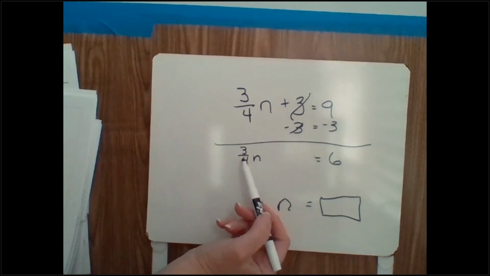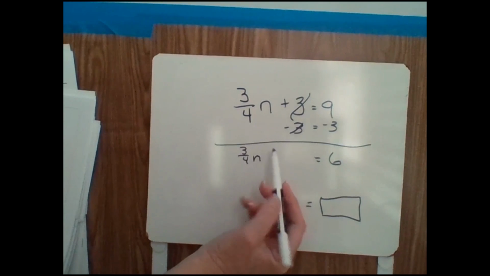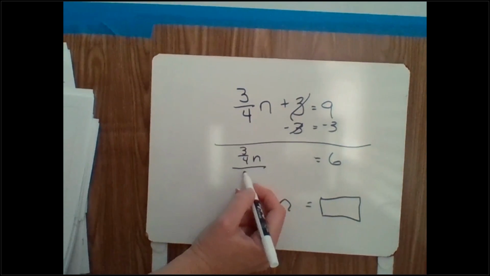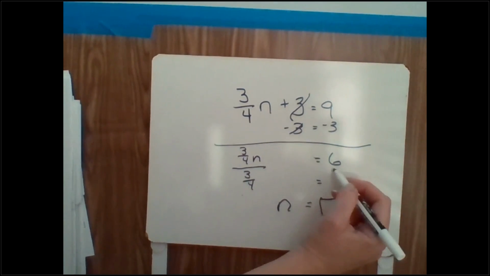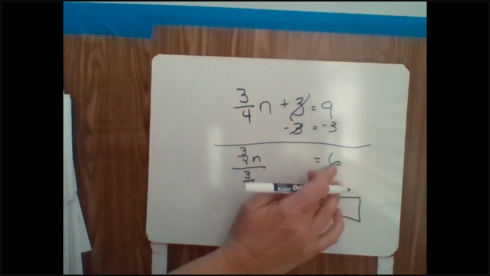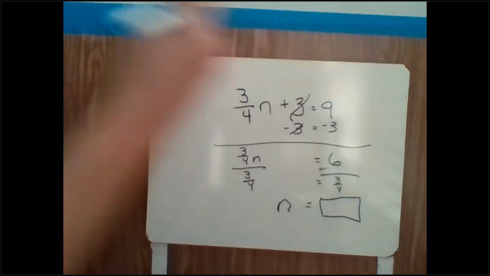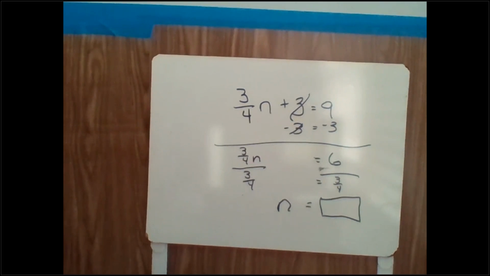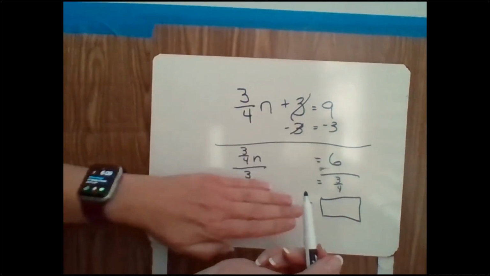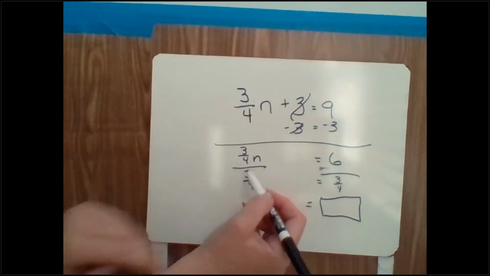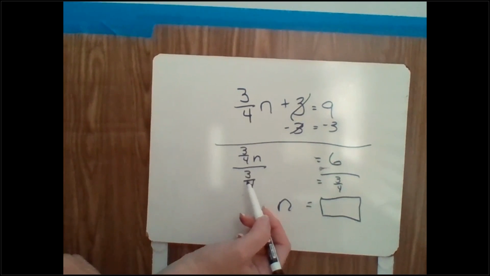Okay, so now I have to undo the multiplication of 3/4 times n, and I do that by dividing by 3/4. Do it on one side of the equation, I have to do it on the other side of the equation. Divided by 3/4. Remember we talked in the last video, when we're dividing by another fraction, it's really easier to write it next to it. So I wrote it out here underneath, but now I'm going to rewrite.